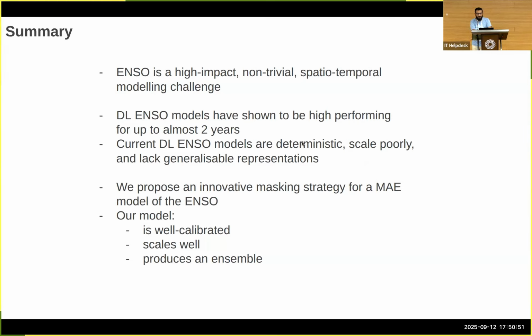But what we try to improve upon is that current DL ENSO models are deterministic, scale poorly, and lack generalizable representations. Our model, we contend, is well calibrated, scales well, and also produces an ensemble. And these things are also related. Right, okay, that's basically it.